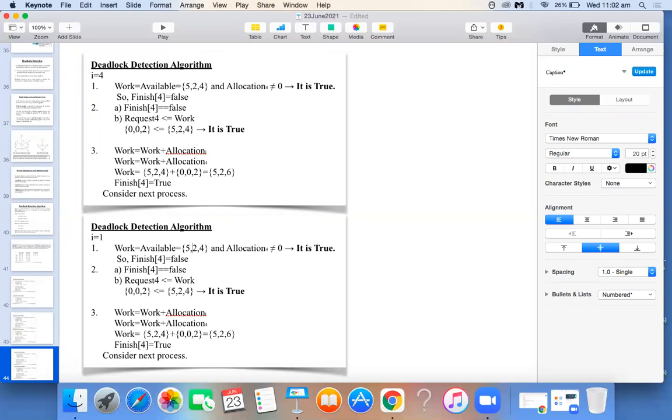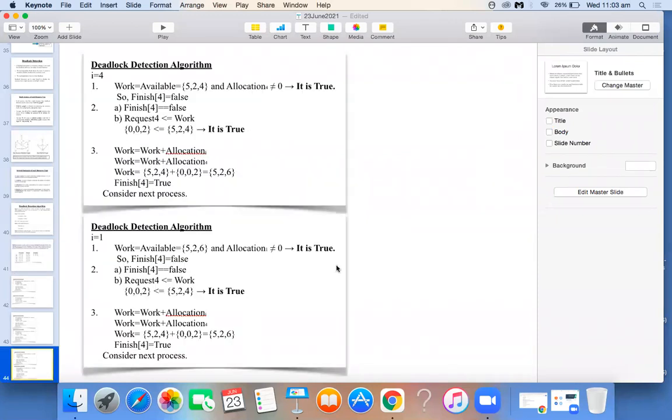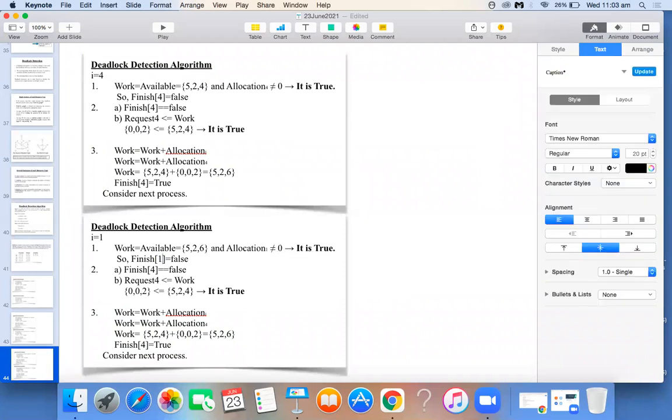Work is equal to work available. So what is our available value now? New available value 526. So use that one, 526. Check whether allocation of 1 is not equal to 0 first. What is allocation of 1? 200. It is not equal to 0, correct? So I will write it as true. Make that as false initially. Finish of 1 is equal to false. Check whether request of 1 is less than or equal to work. What is request of 1?